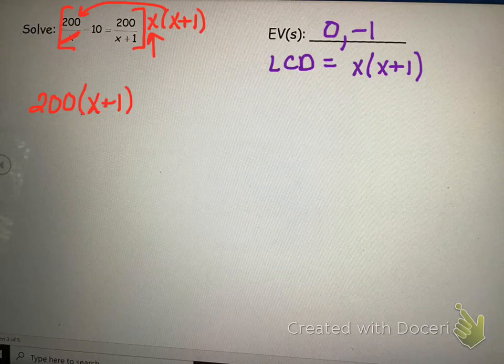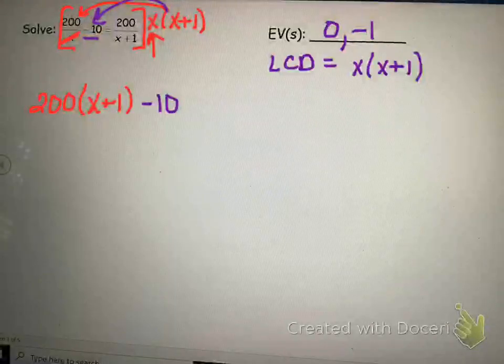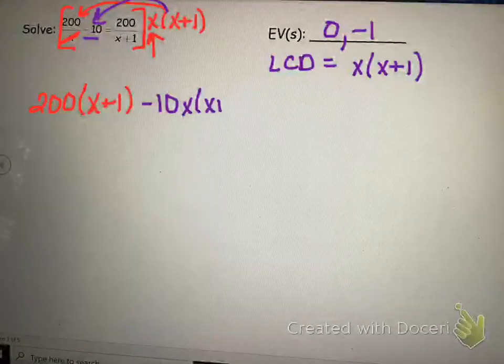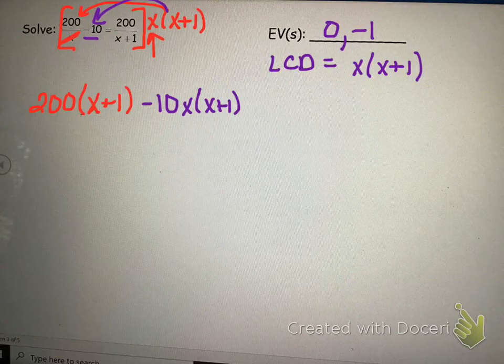Now when I take my LCD and I distribute it to the second part of the equation, that's just the -10 right there. And there is no denominator to that term, which means there's nothing that will cancel out. So the -10 is going to stay, the x will stay, it won't cancel out with anything, and the x plus 1 would also stay.